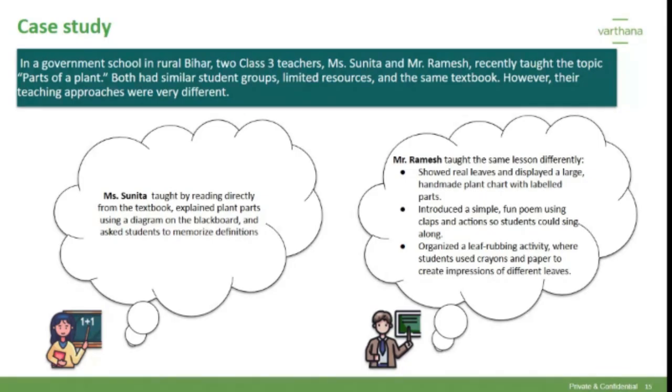How? He showed real leaves to the students and displayed a large handmade plant chart with labeled parts. Then he introduced a very simple, fun poem using claps and actions, so that students could sing along. And then he organized a leaf rubbing activity where students used crayons and paper to create impressions of different kinds of leaves.